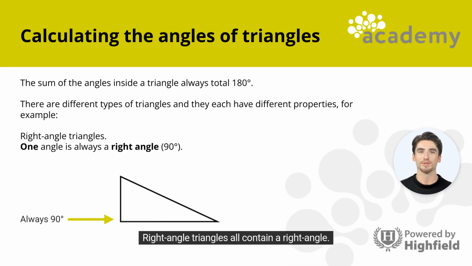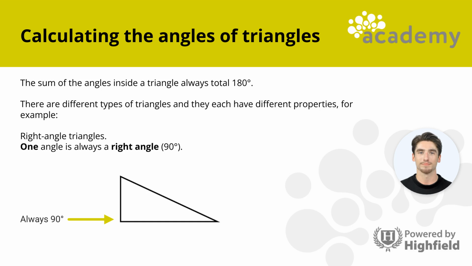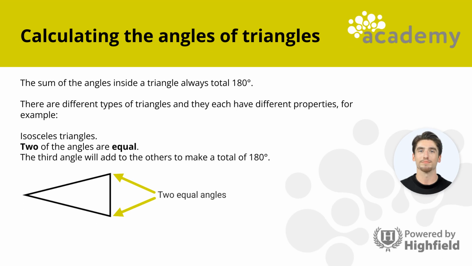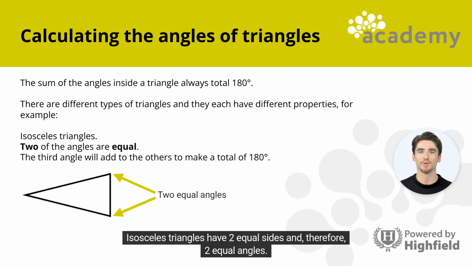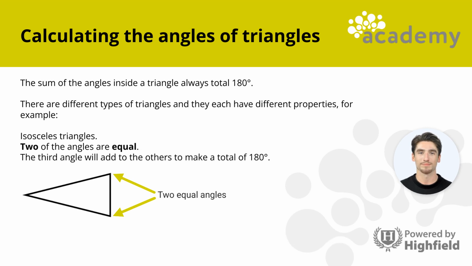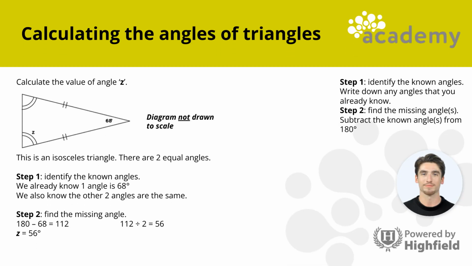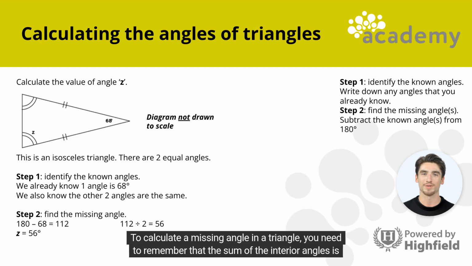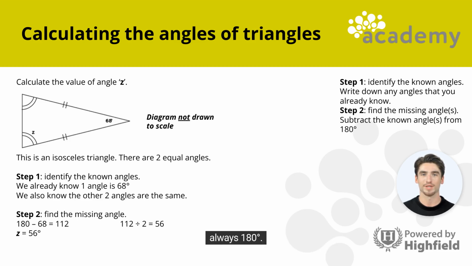Right-angled triangles all contain a right angle. The right angle will always measure 90 degrees. Isosceles triangles have 2 equal sides and, therefore, 2 equal angles. To calculate a missing angle in a triangle, you need to remember that the sum of the interior angles is always 180 degrees.